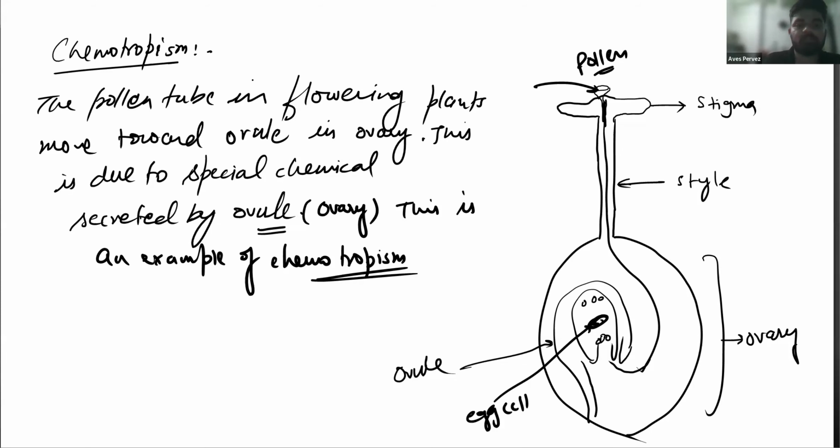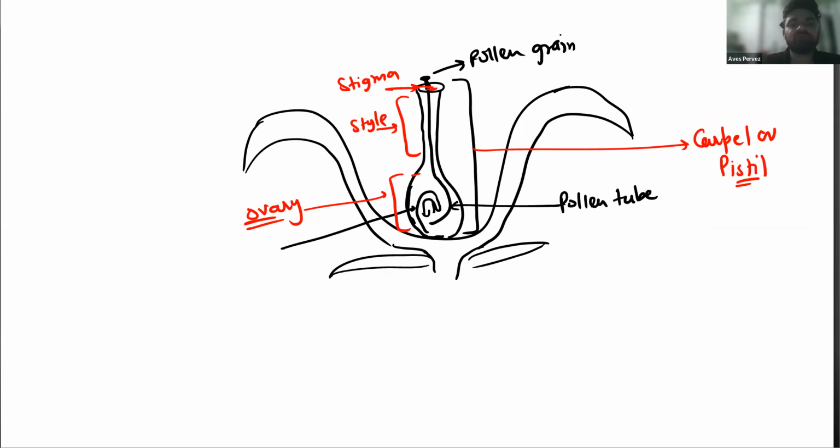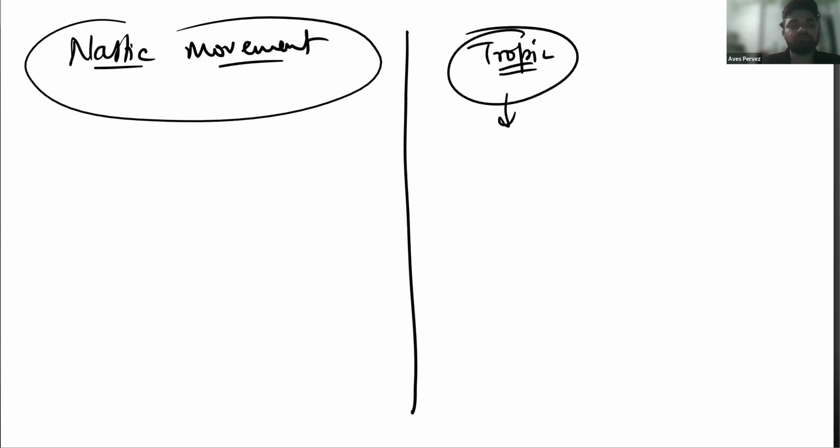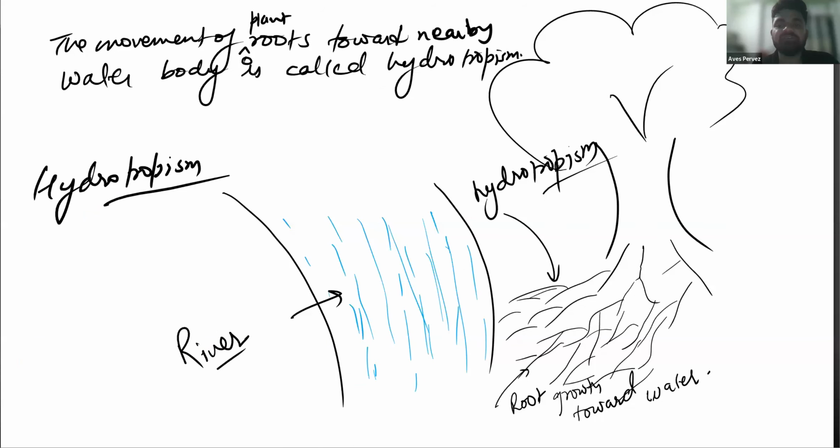Yes, sir. Okay. Now, there's another example, which is hydrotropism. And what is hydrotropism? Hydrotropism means the root starts moving towards the water body. Mainly roots start moving towards the water body, because roots absorb water.